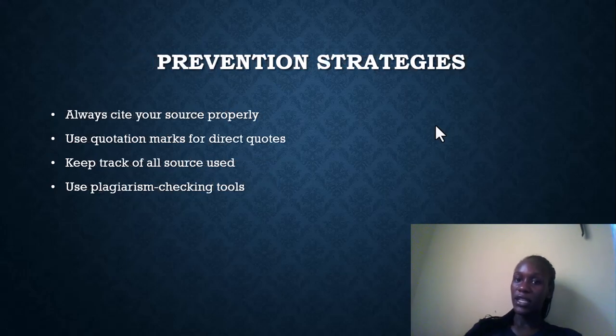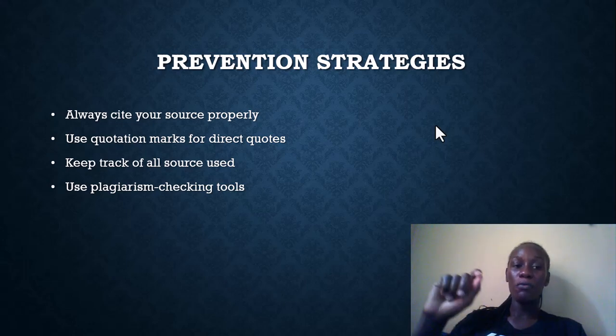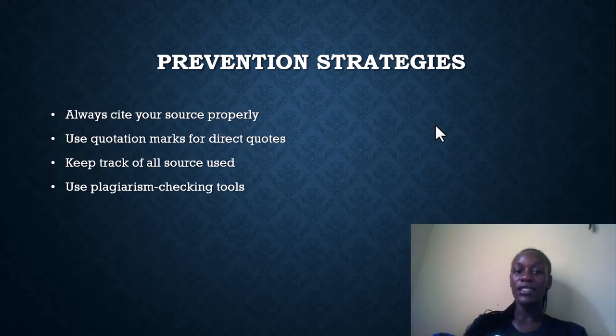So let's look at our next line: prevention strategies. How can we prevent plagiarism? Always cite your source properly. For example, in your presentation, give out the references properly. Use quotation marks for direct quotes. For example, if what you're saying was said by someone, you put those quotation marks to show that the words are not coming from you, they are from someone. Keep track of all sources used and use plagiarism checking tools.